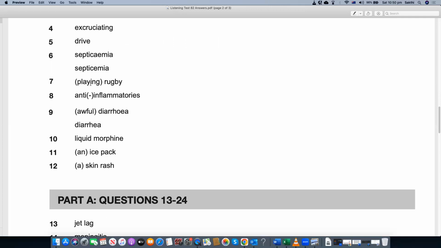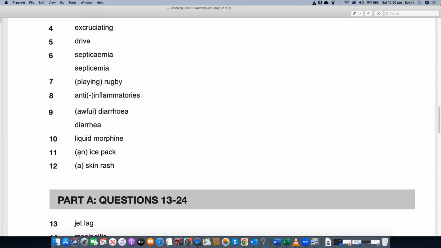Number 7, the answer is playing rugby or just rugby. Both of them are correct. And for question number 8, the answer is anti-inflammatories without hyphen as well as with the hyphen. So both of them are correct. For question number 9, the answer is awful diarrhea or diarrhea. So both the spellings are correct. So you can use either awful diarrhea or awful and then this diarrhea, the spelling with this diarrhea, or just the diarrhea. And for question number 10, the answer is liquid morphine.